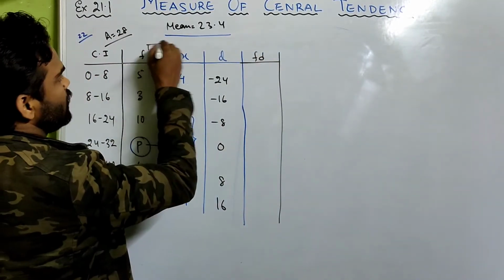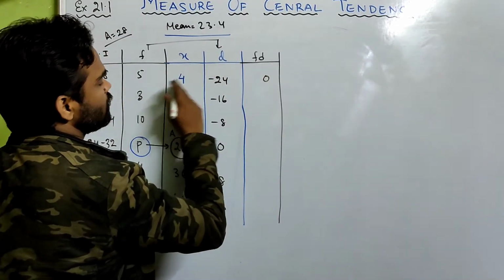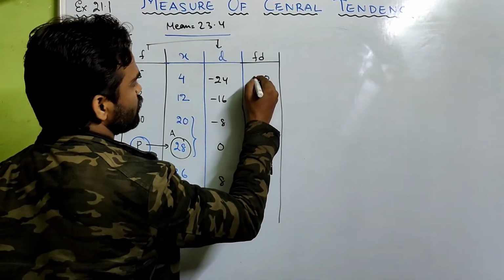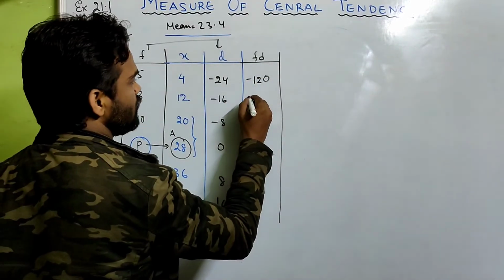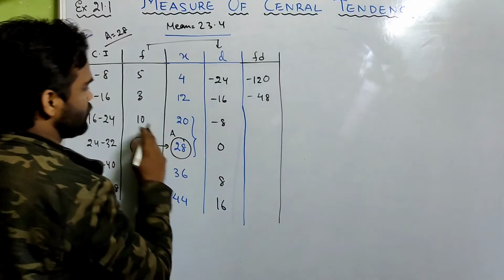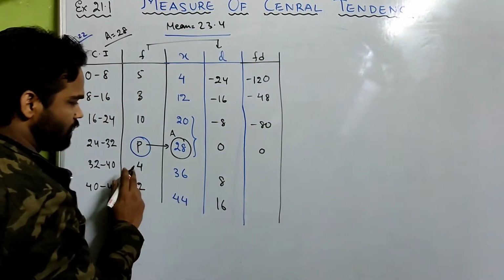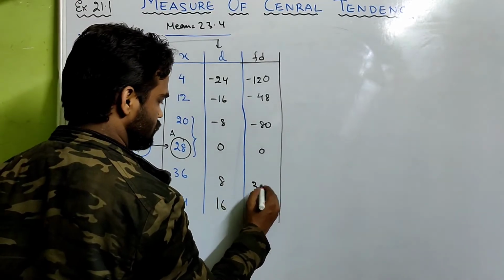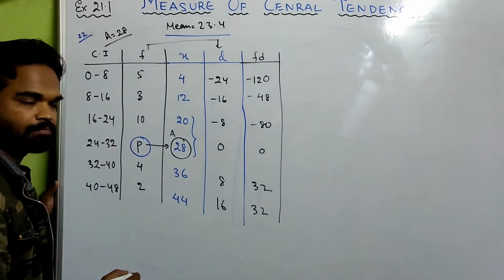Then I'll make a column FD. Now look. F into D. 5 into 24. 5 2s are 10 and 12. Minus 120. This is minus 48. This is minus 80. This is 0. Okay. 4 8s are 32. 2 16s are 32. Isn't it?